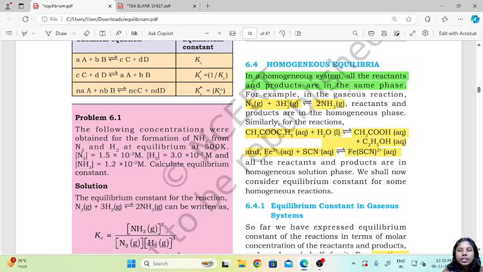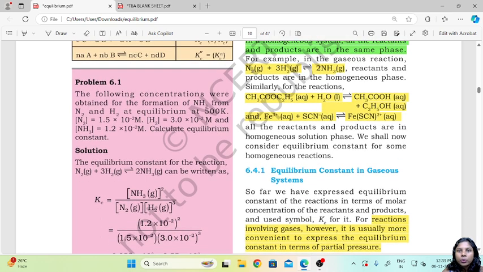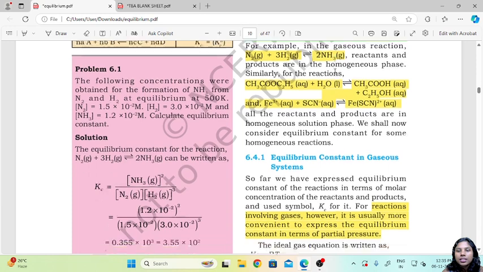For example, in the gaseous reaction of N2, that is nitrogen gas, plus H2, hydrogen gas, giving us NH3, that is ammonia gas. Here all the reactants and products are in homogeneous phase, that is all of them are in the gaseous state.